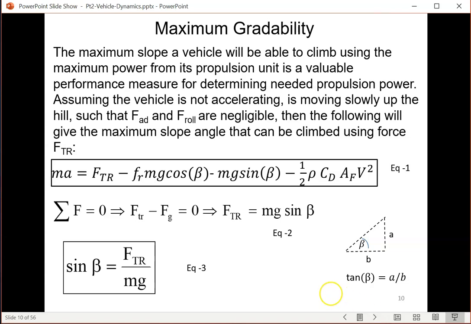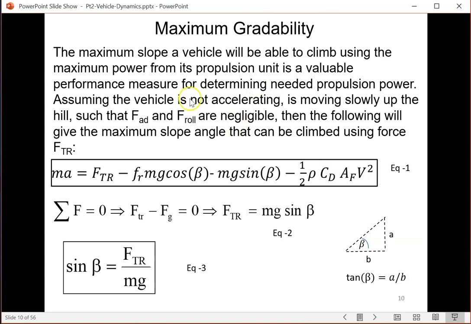So in this formula, some terms will disappear. Because we are not accelerating, MA disappears, so that's 0. Because we are not considering rolling resistance, that term disappears as well. And because we are moving slowly, we are not considering the air drag either. The interest here is to find the maximum gradient it can climb in ideal conditions: no speed, no acceleration, no rolling resistance, and so on.